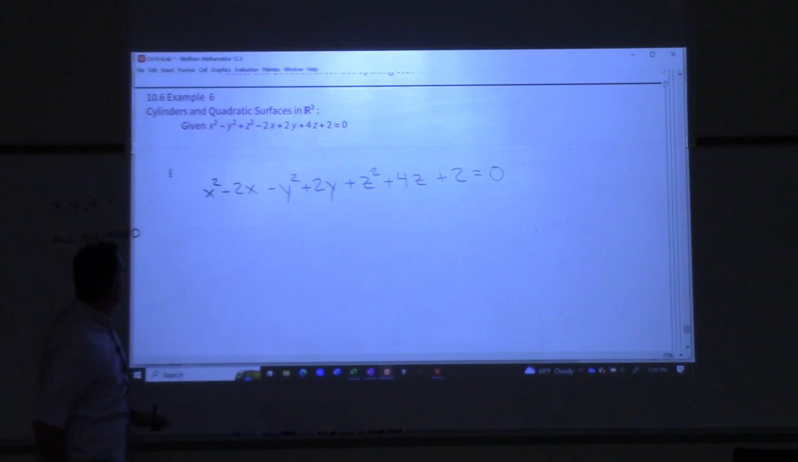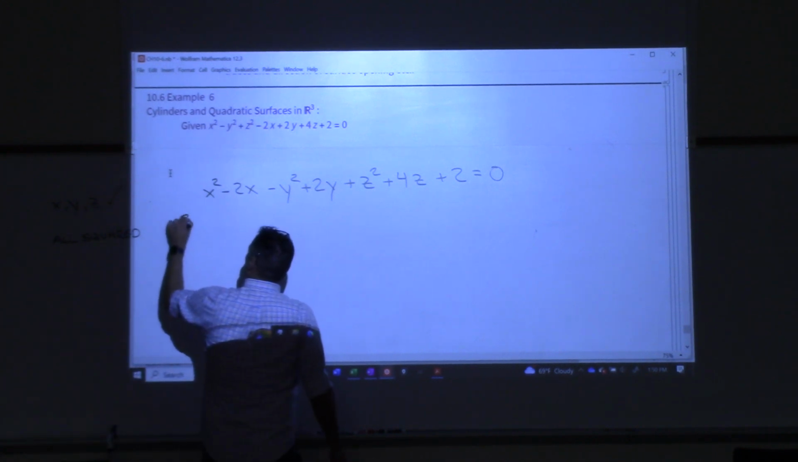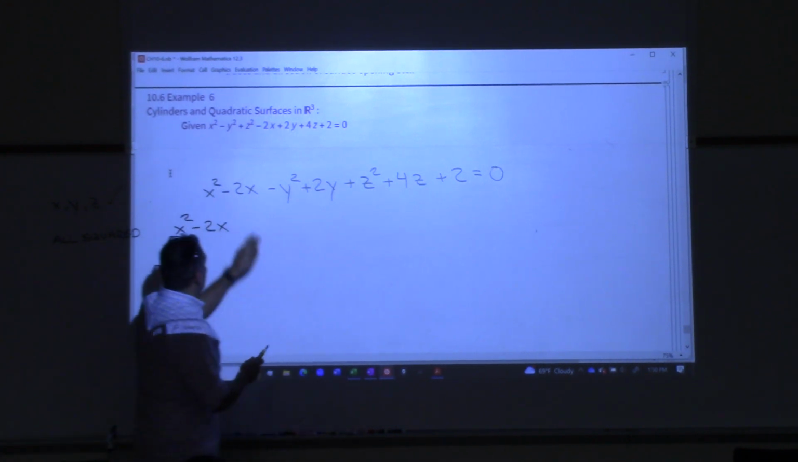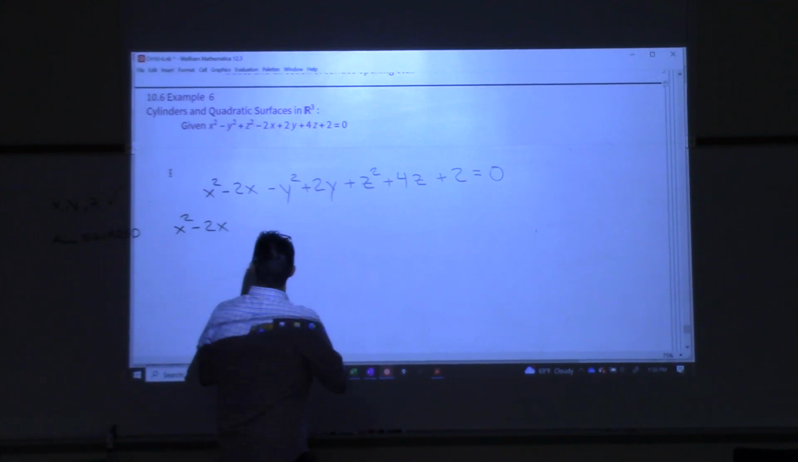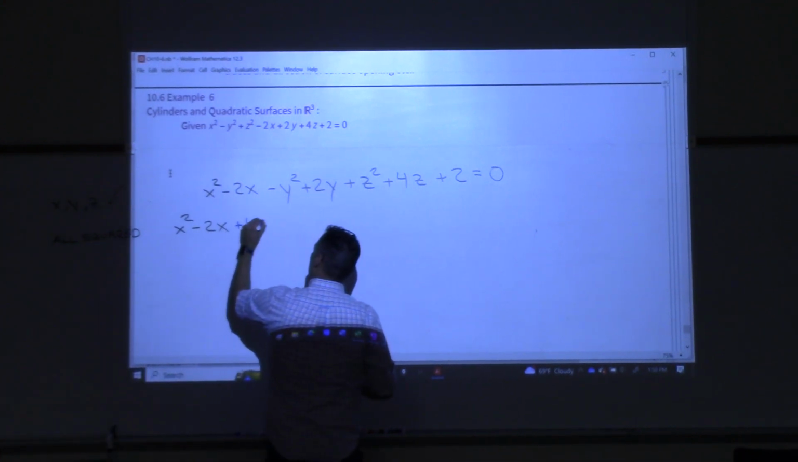So to complete the square on the first one, I'm going to take half of that number. Half of negative 2 is negative 1. I'm going to square it, which is 1. And now I'm going to add it and subtract it. So I'm going to add a 1, subtract a 1.